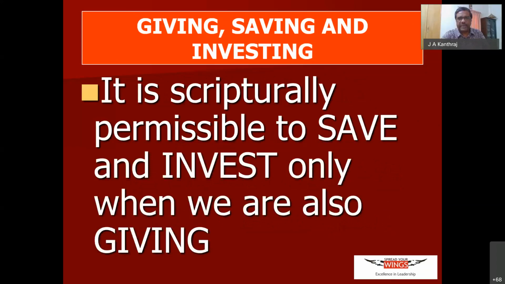It is scripturally permissible to save and invest, and to invest only when we are also giving. Yesterday, Brother Mark spoke beautifully about an order. He said, give, save, and spend. It has to be in that order. Unless you give, you will not be able to save. Unless you save, you will not be able to spend. So it is in that order we need to always manage our finances.